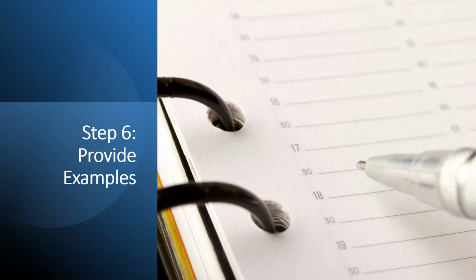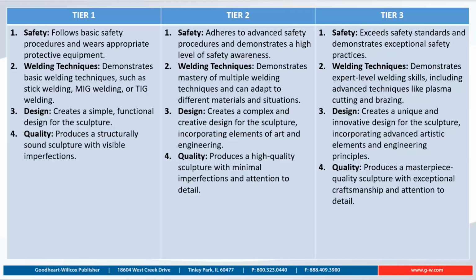Next, it's always helpful to have examples, right? Examples that our students can work at each tier to help them understand those expectations. Now, because GW is the premier CTE publishing company, I had to use a welding example of a tiered rubric for welding. As you can see, this one shows tier 1, 2, and 3, and it has the 4 different categories they're looking at in the rubric: safety, welding technique, design, and quality. So this is an example of a tiered rubric that could be used to grade, evaluate your students.